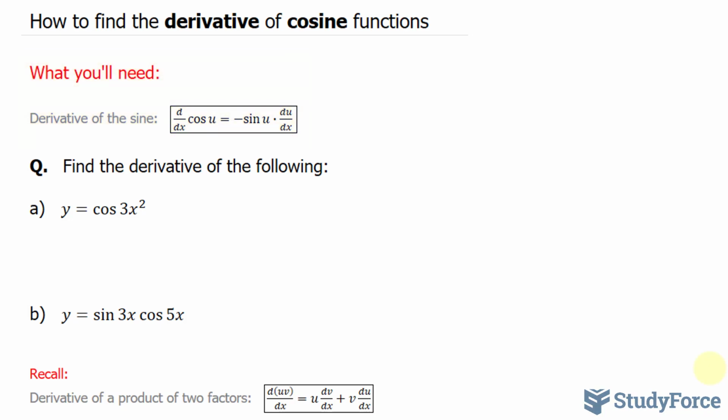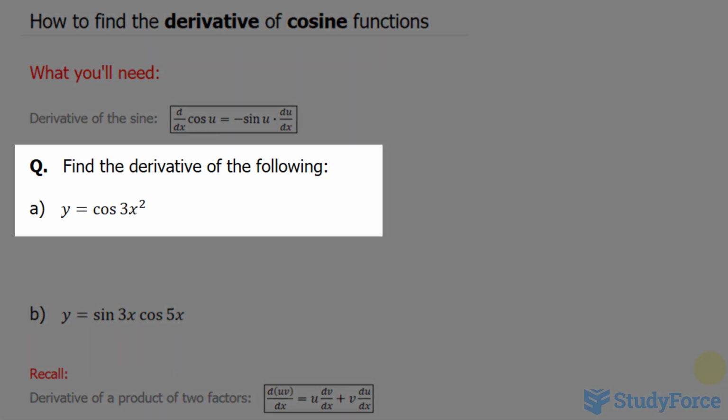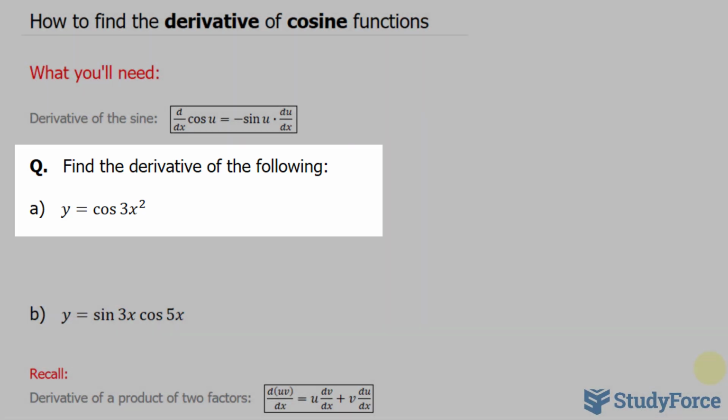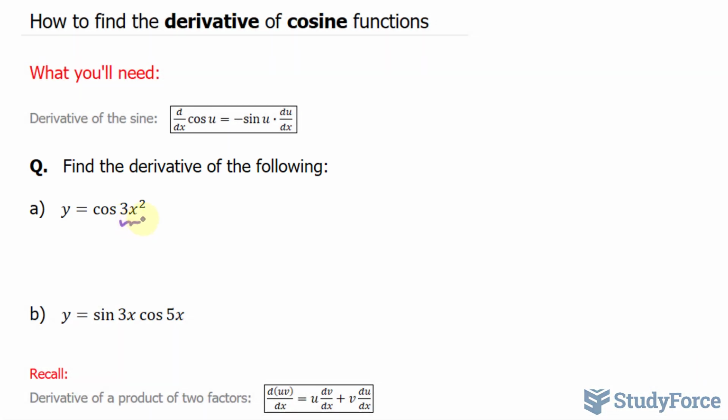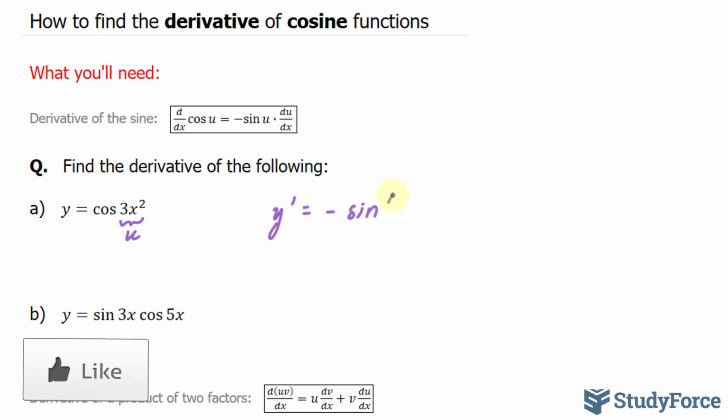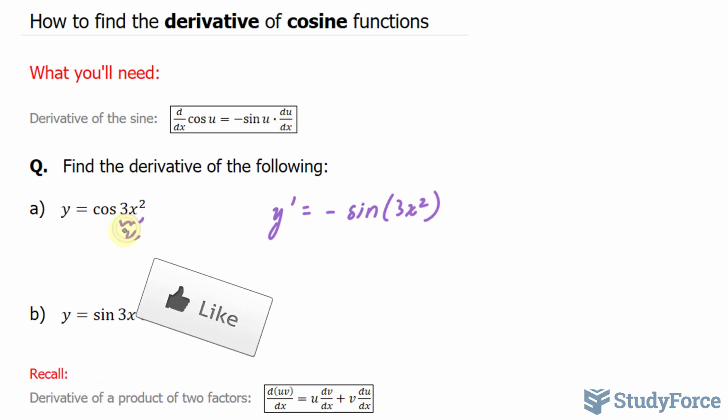In question 1, they want us to find the derivative of y is equal to cosine 3x squared. So this is considered our u. I'll denote the derivative of y as y prime is equal to negative sine 3x squared, the u, times the derivative of 3x squared.